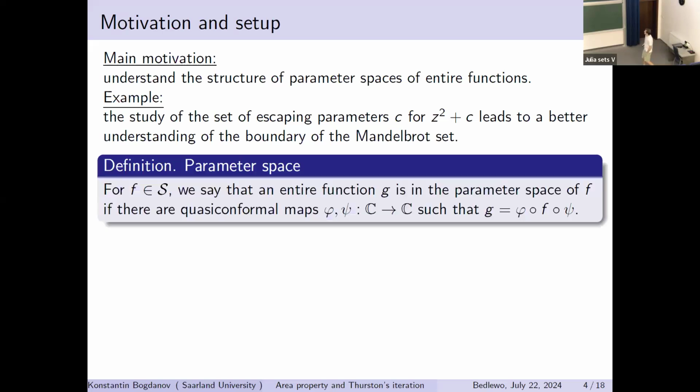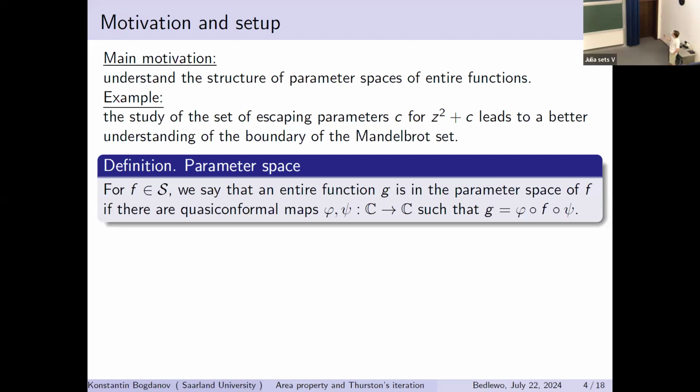So what is a parameter space for us? If we have a transcendental entire function from the Speiser class that's of finite type, then we say that G is in the same parameter space if these two functions are semi-conjugate by quasi-conformal maps.